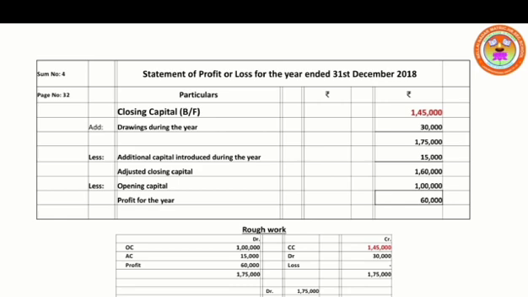In this question, closing capital is the missing figure. So first we have to do rough work. Segregate the items: debit items, credit items. So on the debit side, three items appear. Look at the rough column. OC denotes opening capital. AC denotes additional capital. Then profit. Since it is rough work, you can use short forms. OC, AC, profit. Then move on to the credit side.